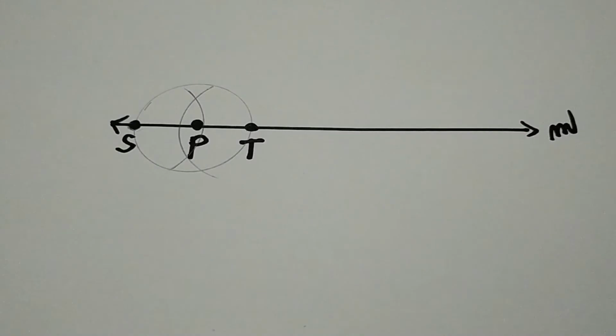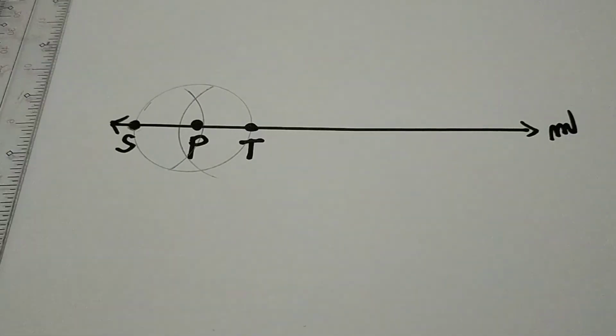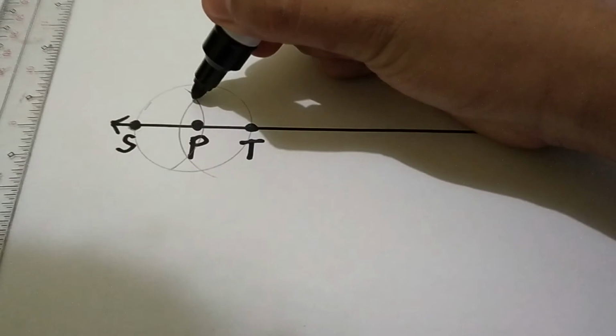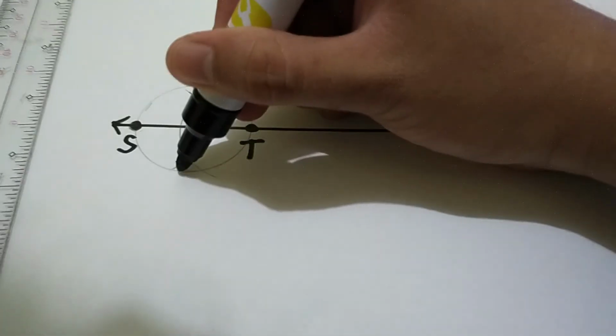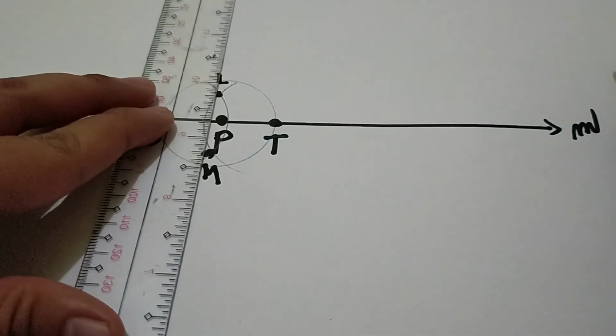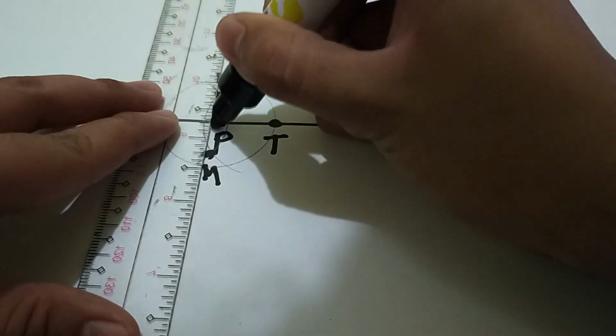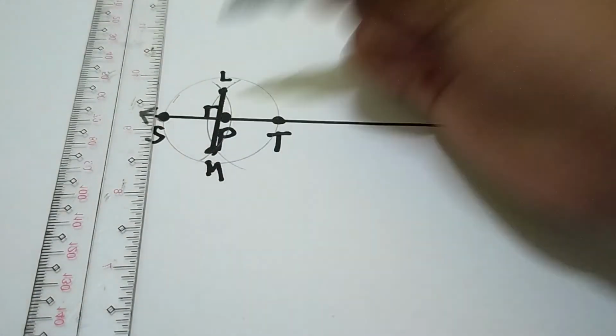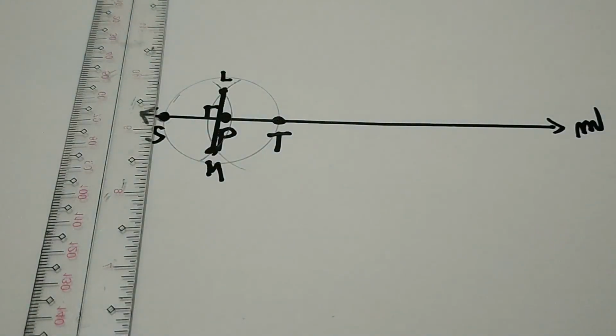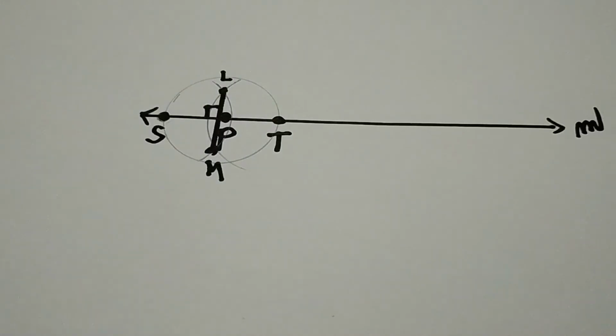So there, after constructing these, as you can see, we have formed 2 points of intersection, and we are going to name them as point L and point M. And then after that, we will create a line connecting them. Okay, so there you have it. We already have the perpendicular line LM, which is perpendicular to line ST or line M. Okay, that ends our perpendicular line construction.